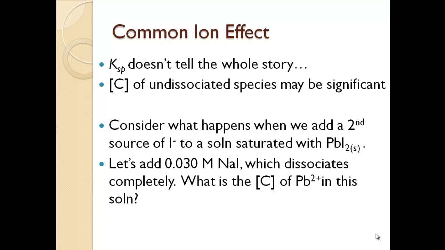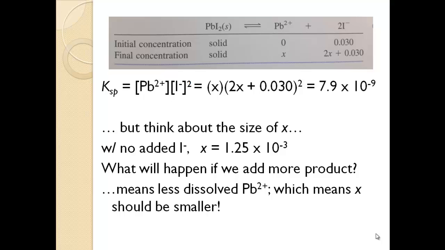In effect, that's kind of like a reflection of Le Chatelier's principle. But let's go ahead and add this 0.030 molar NaI, which we know will dissociate completely into its ions. What happens to the concentration of Pb2+ in that solution? If we do that, and we set up our table just like we did before, everything looks the same. The only thing that's different here is that now we're going to add an extra source of iodide, 0.030, and I reflect that here in my initial concentration of iodide. In my final concentration, it's X for Pb2+ and 2X for iodide, just like before, but it's 2X plus that extra source of iodide.